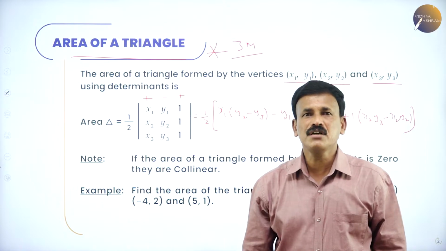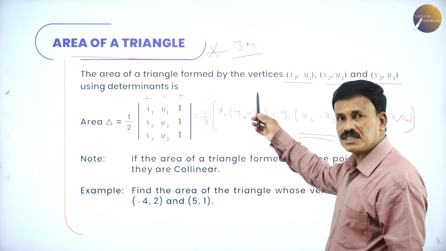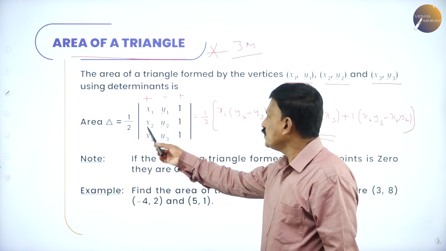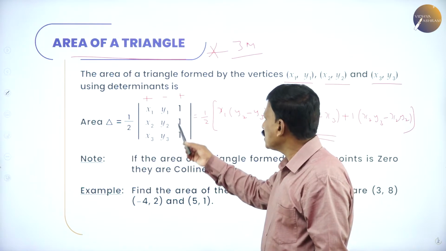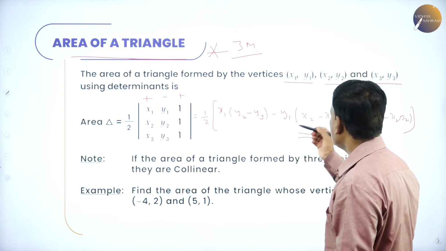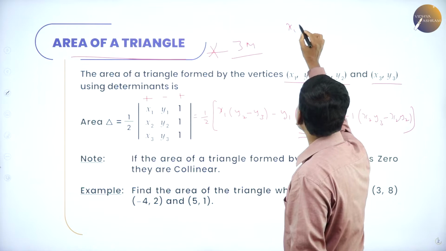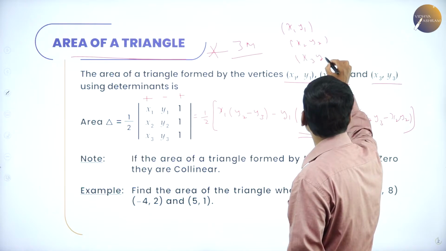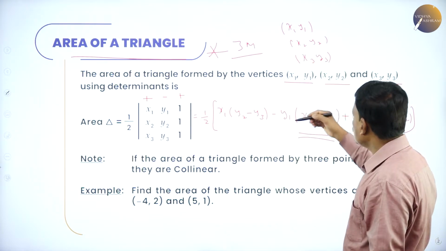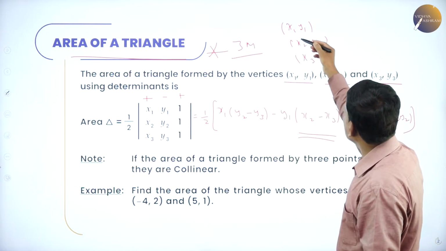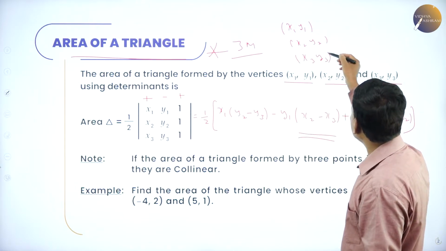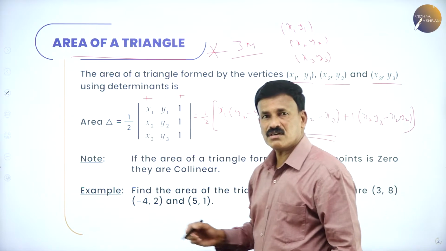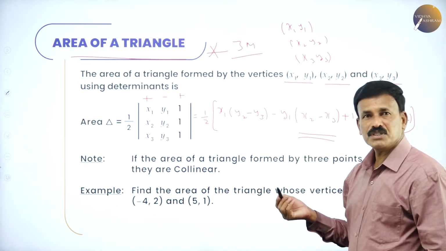Very simple. So the area of a triangle formed by the vertices x1, y1, x2, y2 and x3, y3 is given by area is equal to half into the determinant x1, x2, x3, y1, y2, y3, 1, 1, 1. Very easy to remember. Put it in order, first put it in a column. Enter the elements x1, x2, x3, then y1, y2, y3, and then 1, 1, 1 as the constant column. Then expand with respect to the first row to get the area.